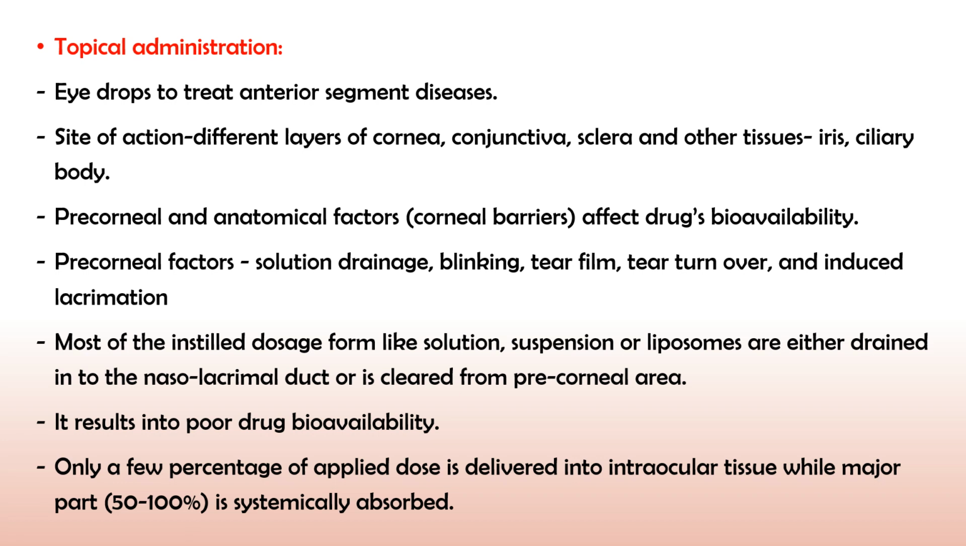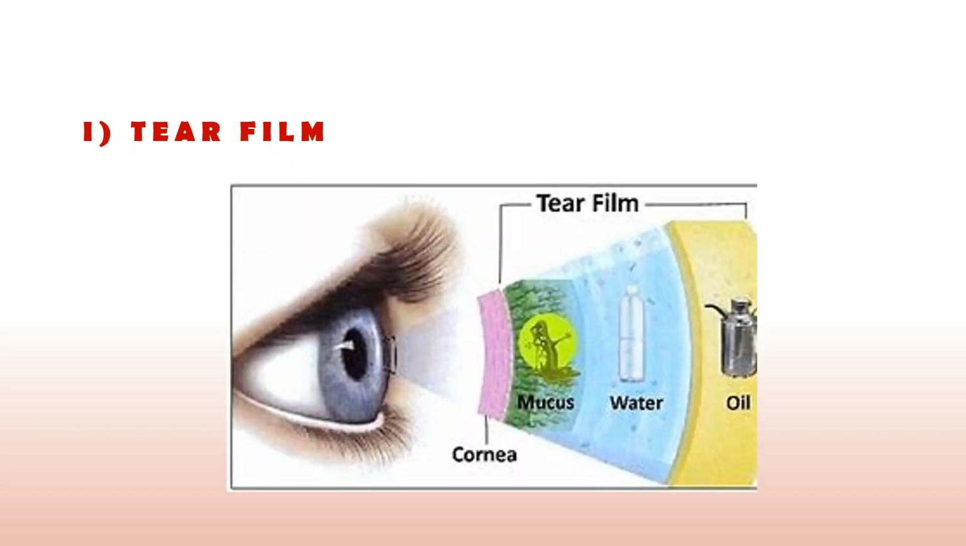Only a few percent of the applied dose is delivered into the intraocular tissue, while approximately 50 to 100% is systemically absorbed. Now let us see the first barrier. The first barrier is the tear film. On our eye surface a tear film is constantly formed. It is in a dynamic state.